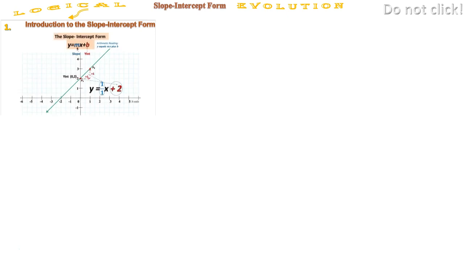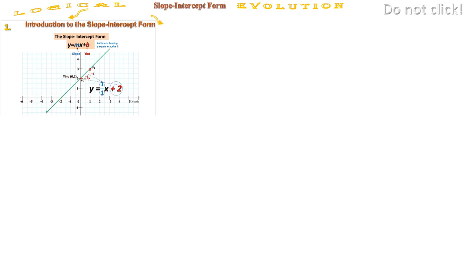Logical evolution for slope-intercept form. If we combine a point of the line, which is the y-intercept, and the slope of the line, we will have a stable line, and this combination will give us an equation of this line, and we would call this the slope-intercept form.